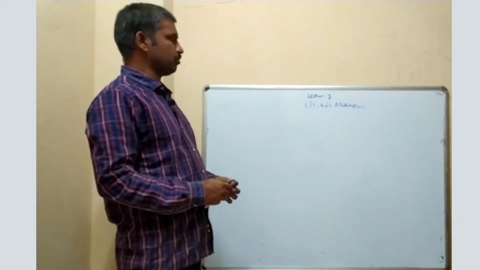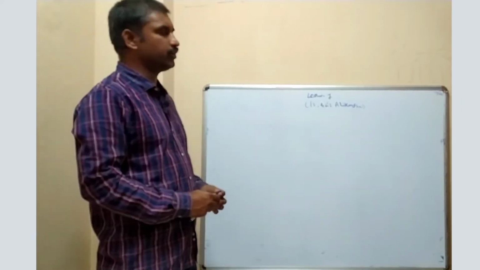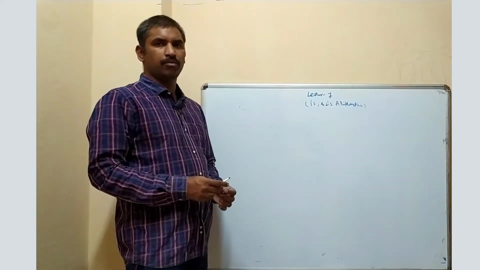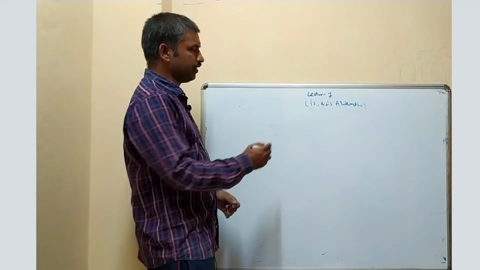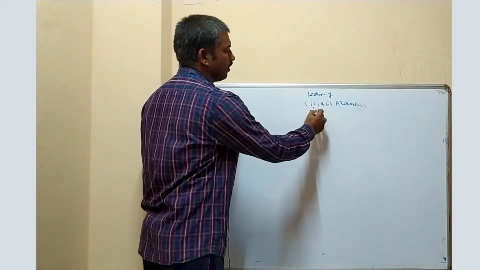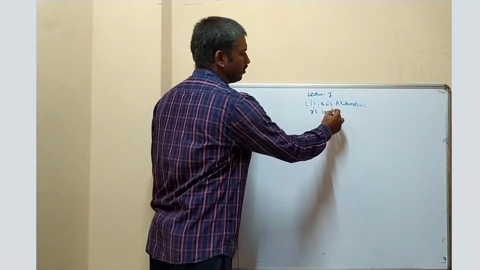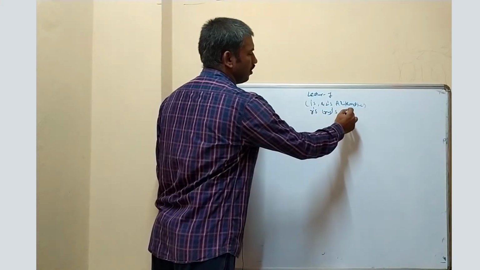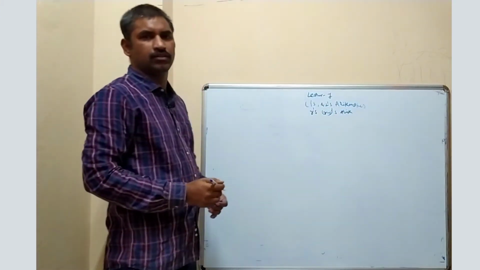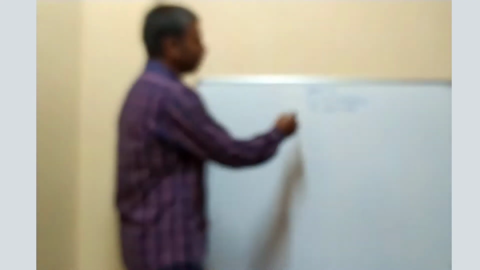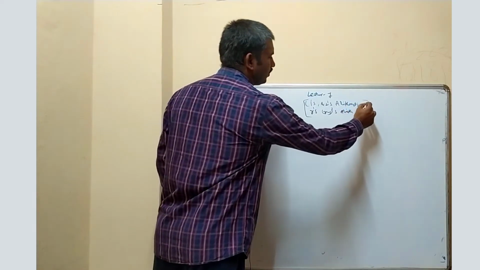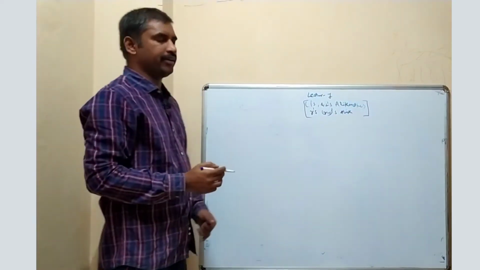Today we are going to discuss lecture number 7, where we discuss 1's and 2's complement arithmetic operations. Sometimes we call them r's complement and r minus 1's complement operations, or the radix complement and diminished radix complement arithmetic operations. We'll see why these complement arithmetics are required.